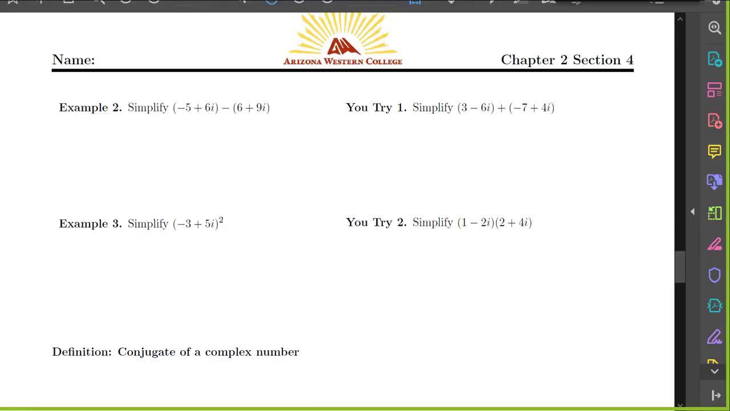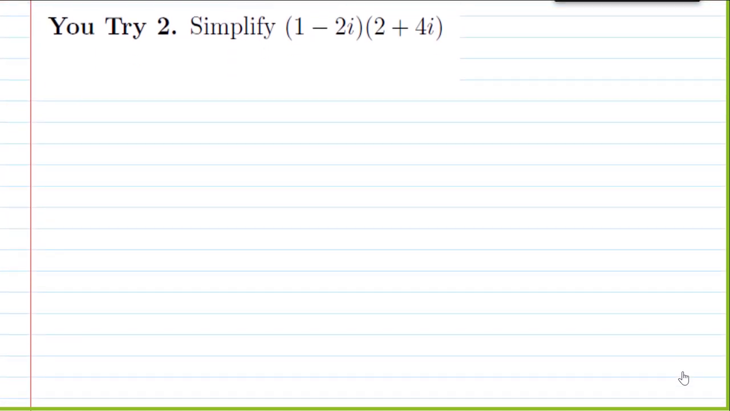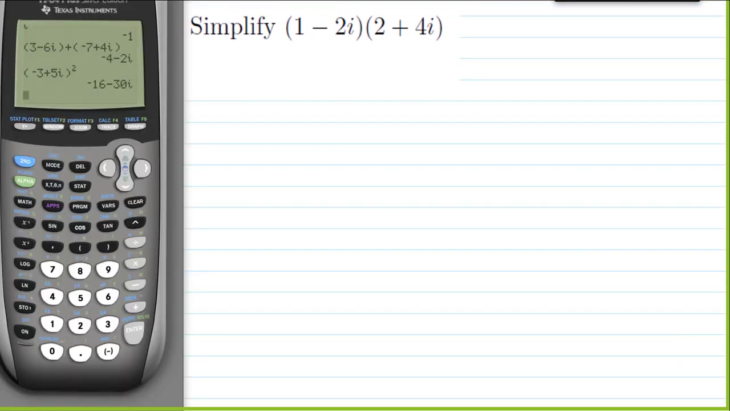So I want everyone to go ahead and you try number 2, but I want you to put it into your calculator if you have it. If not, work it out by hand. Well, let's go ahead and do that. All right, so to resolve that on our calculator, we just type it in. So 1 minus 2i times 2 plus 4i. We hit enter, and we get 10.